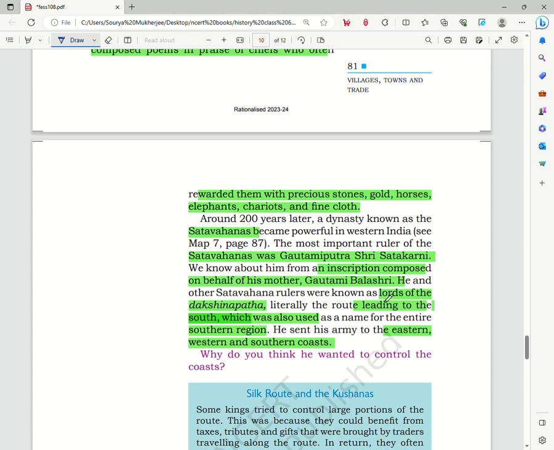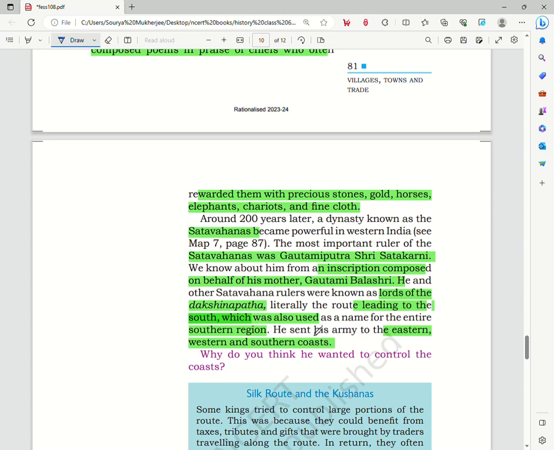He and the other Satavahana rulers are known as the Lords of Dakshinapatha. Basically, Dakshinapatha is the route that connected North India with Southern India, and they were known as the Lords of the Dakshinapatha because they controlled the route that led to Southern India. And Dakshinapatha was also used to eventually refer to the entire southern region. So this meant that Gautamiputra, or the Satavahanas as a whole, were referred to as the lords of the Dakshinapatha, that is the route, and also the whole southern region as well.